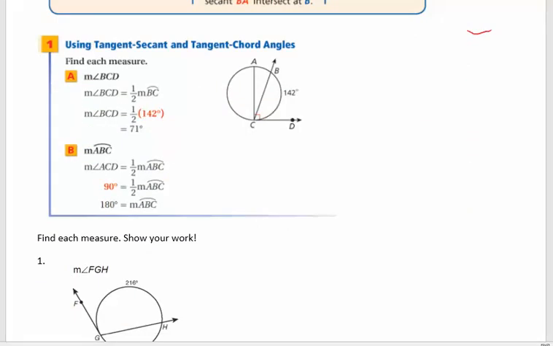This is an example using that. You can see that the measure of angle BCD is just half of 142. You can also use it the other way to find the measure of an arc. This arc all the way from here to here will be twice as big as the angle ACD, which is marked 90 degrees, so you can double the 90 degrees to get 180.